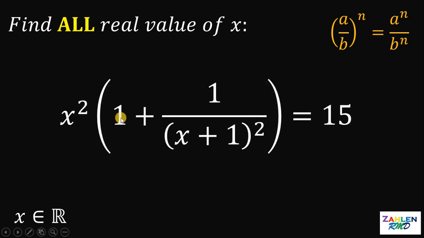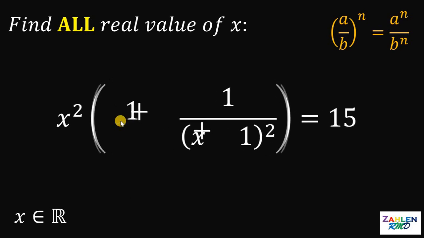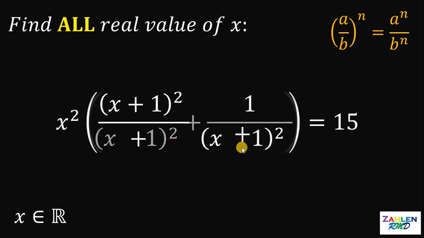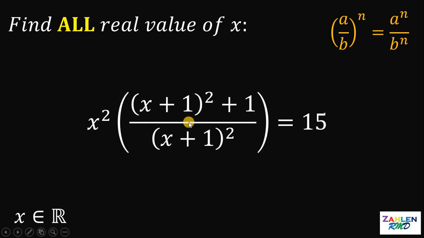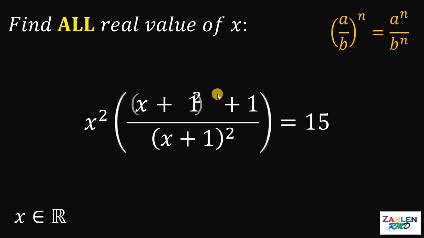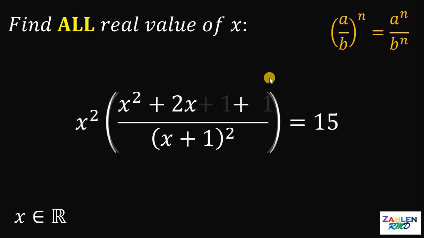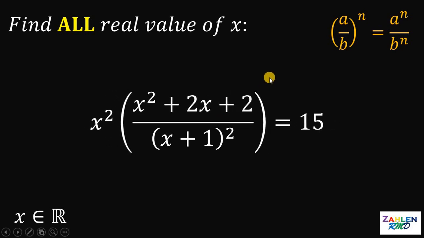And now, let's combine the terms inside the parentheses, because take note that this one can be written as (x plus 1) quantity squared over (x plus 1) quantity squared. And now, since they have the same denominator, we can now combine them. And then, (x plus 1) quantity squared is equivalent to x squared plus 2x plus 1. Now, 1 plus 1 is just 2. And now, what would be the next step?